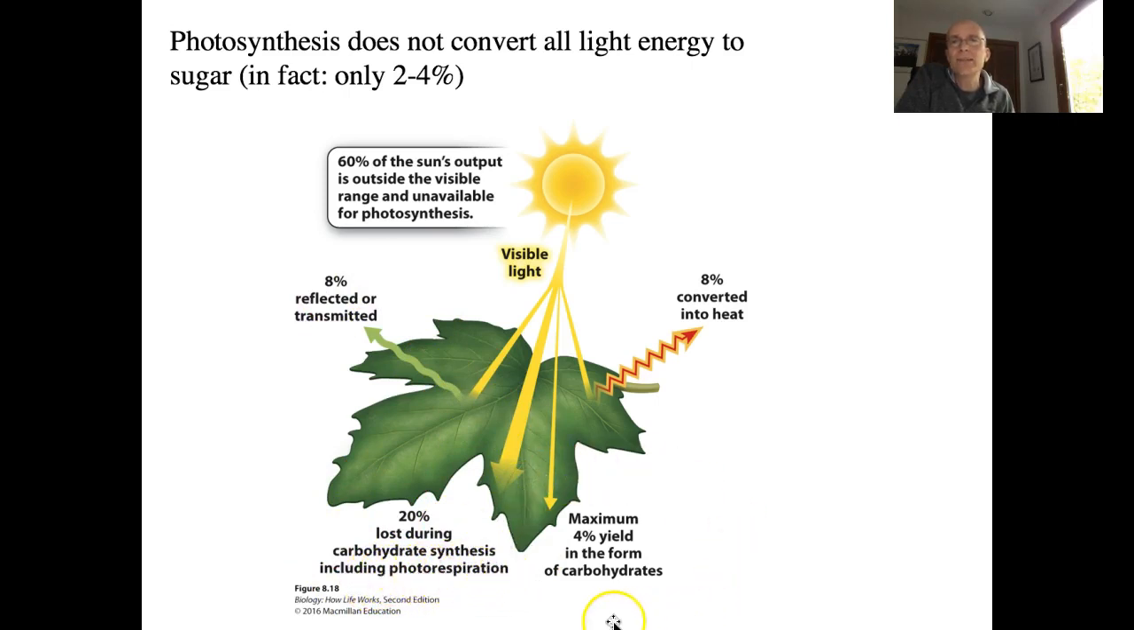And so the maximum that people have calculated that you can get from the sun overall is about 4% that makes it into the energy of carbohydrates. So that's not very much, but on the other hand, it happens all day long, all the time. So it has worked quite well for organisms, right? So you can definitely make a perfectly nice livable world from a 2 to 4% yield from the photosynthetic reaction.